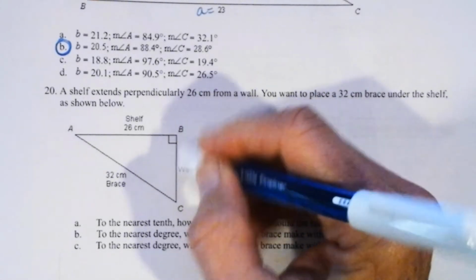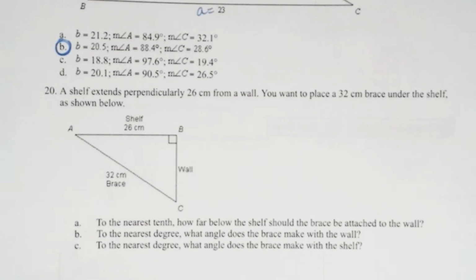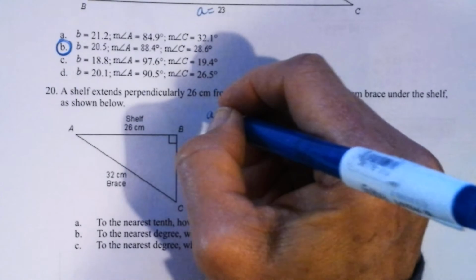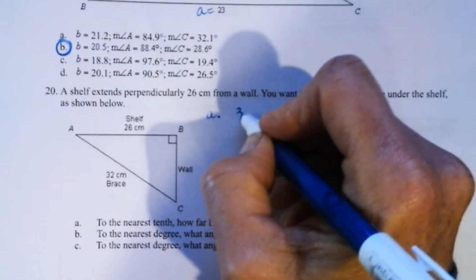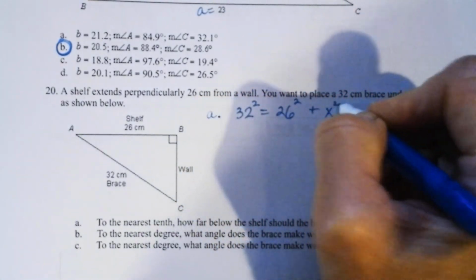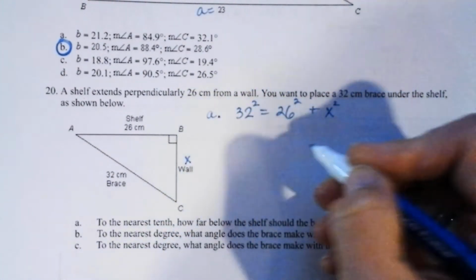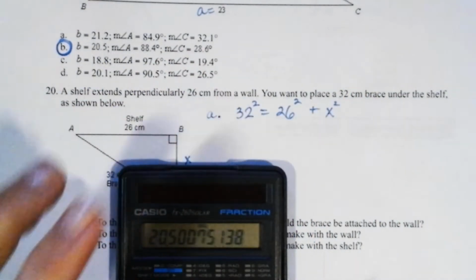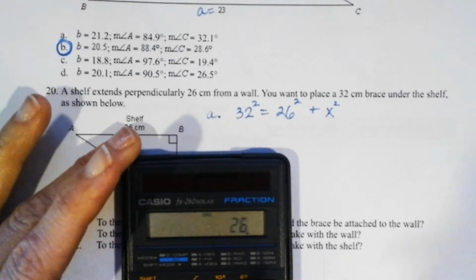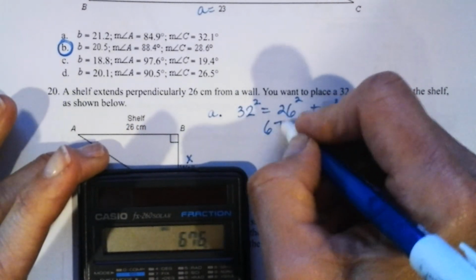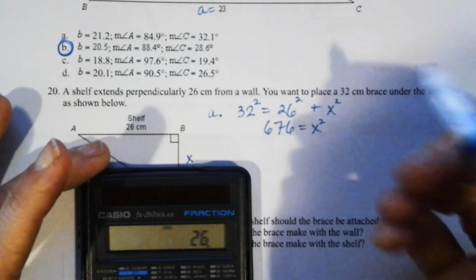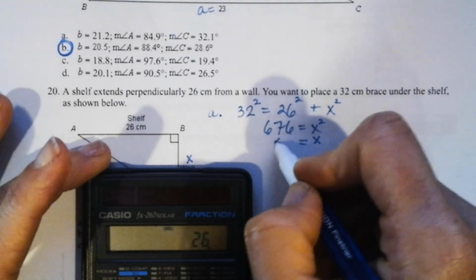So we're looking for the second leg of a right triangle. So I'm going to do 32 squared equals 26 squared plus x squared. Call that x. So this is just going to be a calculator problem. 32 squared minus 26 squared gives me 676 equals x squared. I happen to know what that is. So then x equals 26.